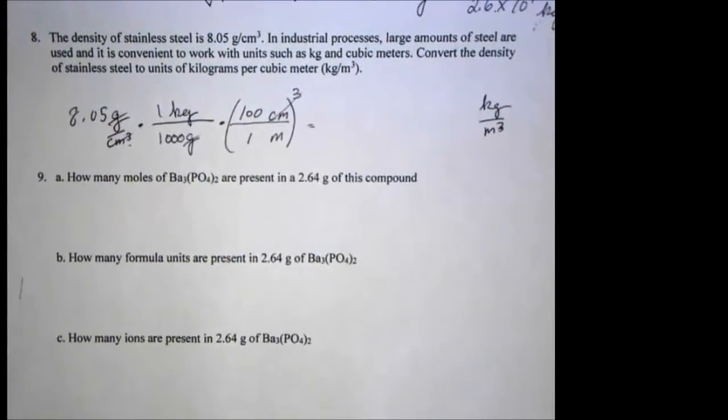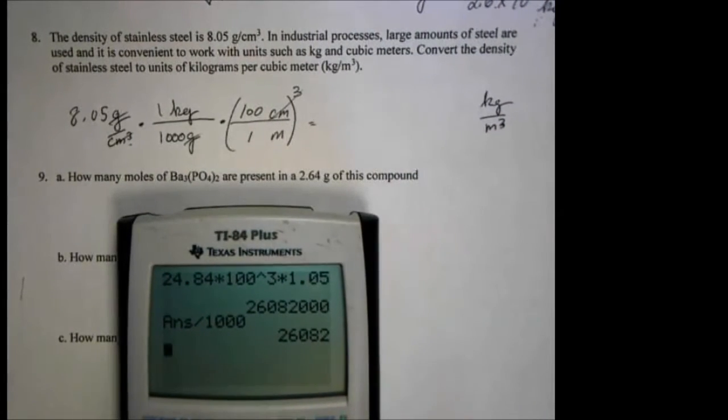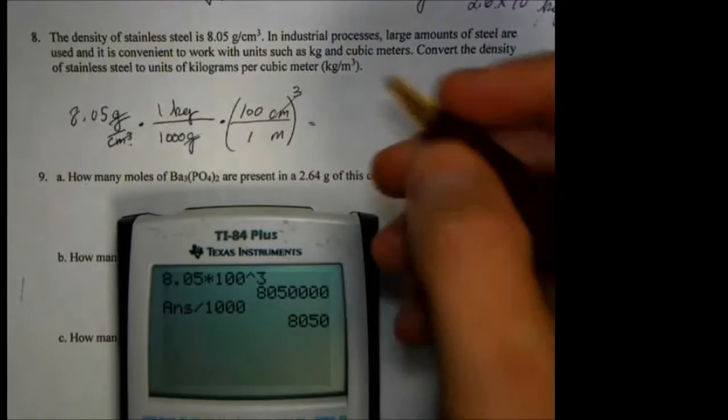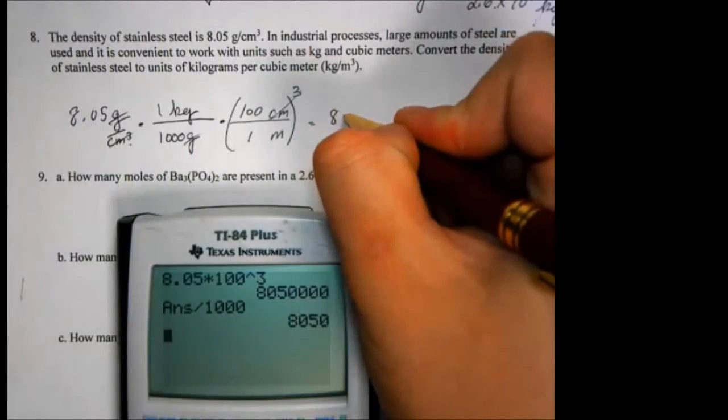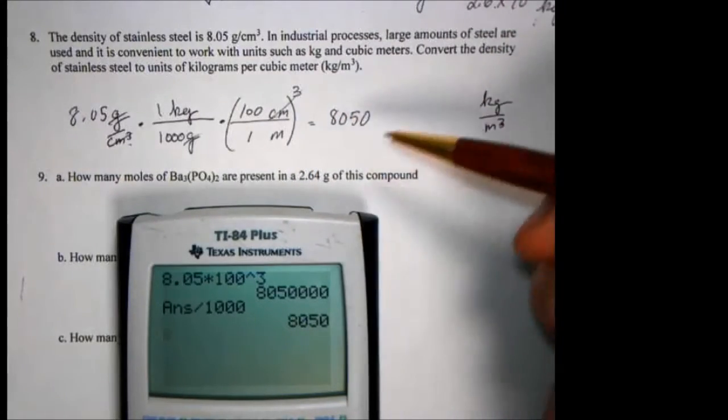Okay, so when we plug this into our calculator, I am going to take 8.05 times 100 cubed and then divide this by 1,000. And you're going to see that you get 8,050 kilograms per meter cubed.